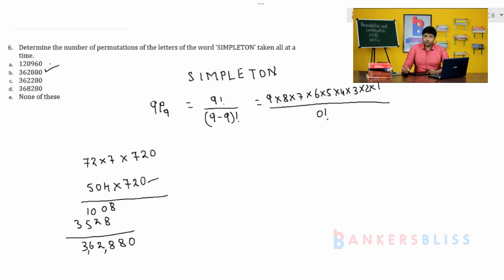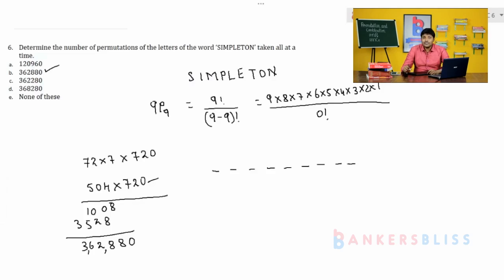Okay, so let us go for a different methodology. Simpleton, 9 letters are there, means 9 spaces. 1, 2, 3, 4, 5, 6, 7, 8, 9. 9 spaces are there. You can consider any of the letters in Simpleton. You may select I, you may select N, you may select T, you may select P, you may select S. Okay, you can select any of the letters.